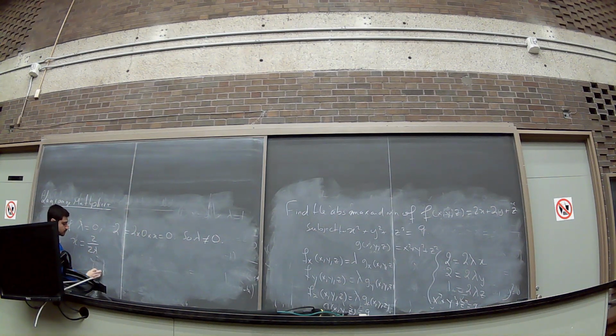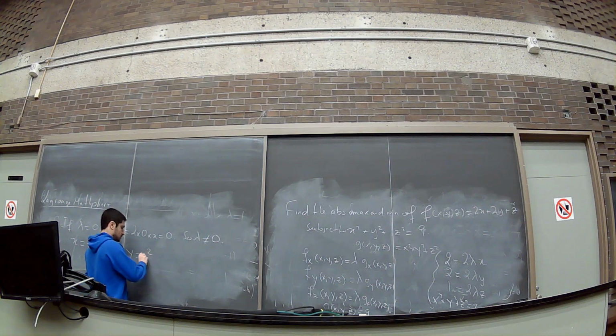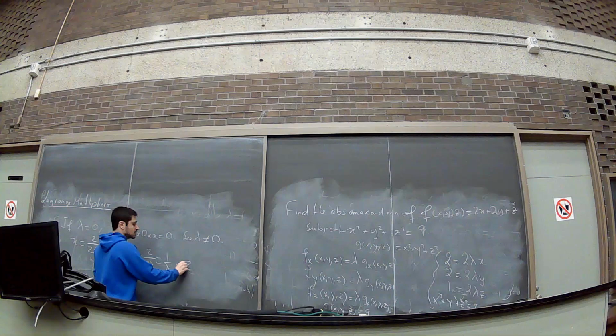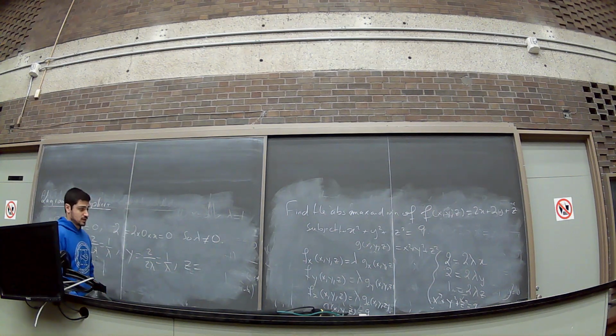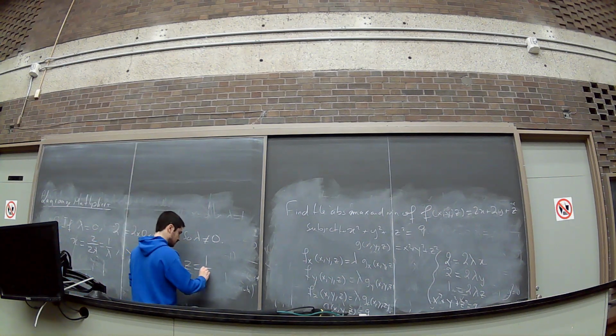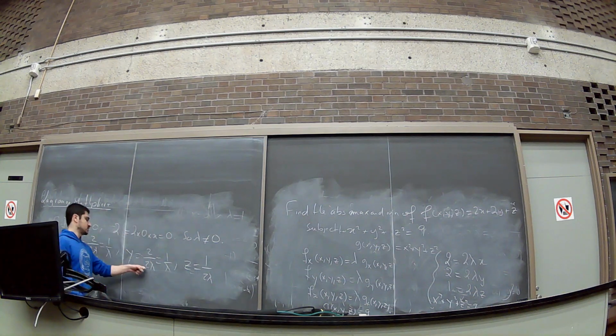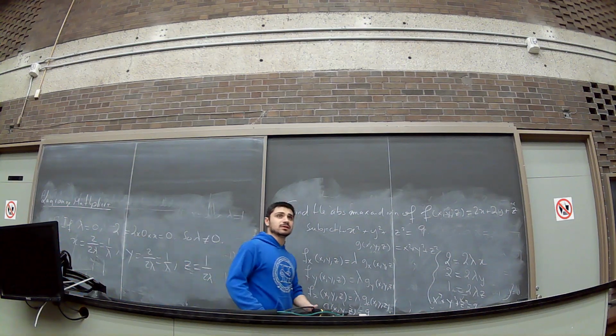Great. What is x in terms of lambda? X is 2 over 2 lambda. We agree or not? This is 1 over lambda. What is y? Y, by the second equality, is also 2 over 2 lambda, which is 1 over lambda. And what is z equal to? It's 1 over 2 lambda. Okay? It's better to keep the 2 over 2 lambda. Great. So I have x, y, and z in terms of lambda.